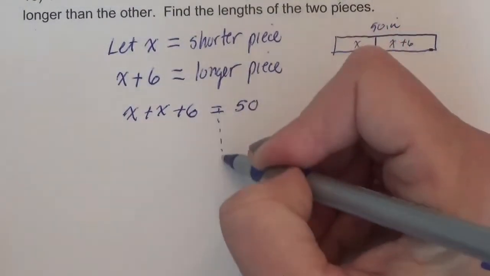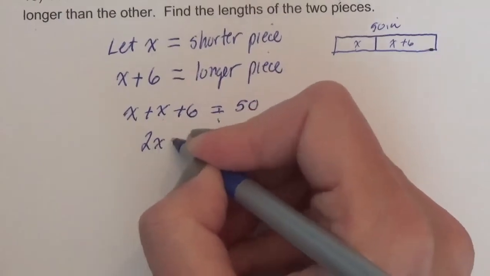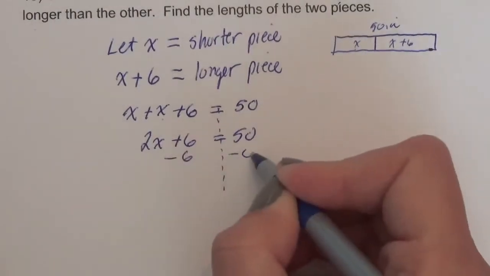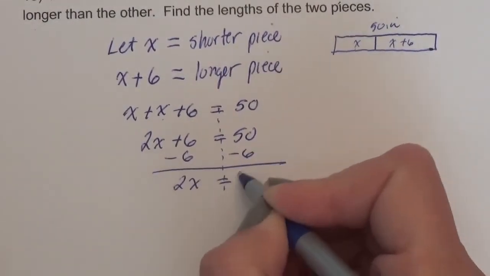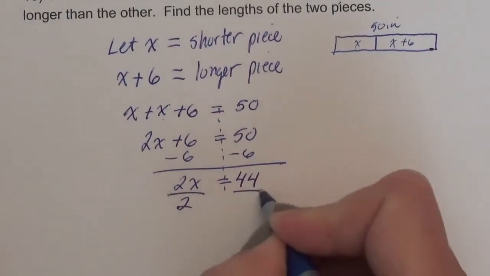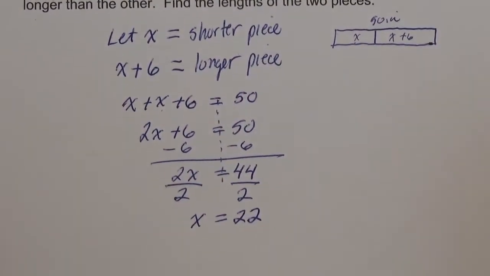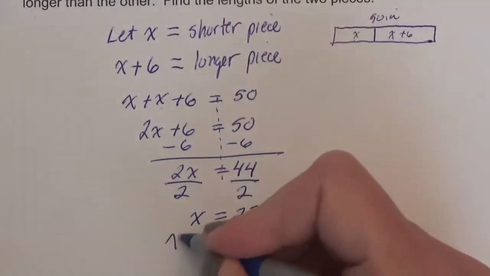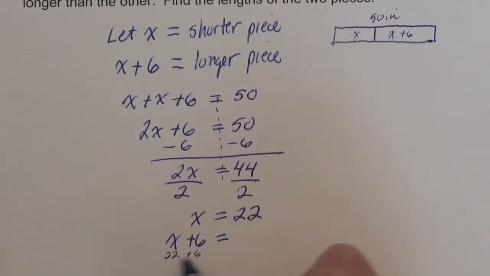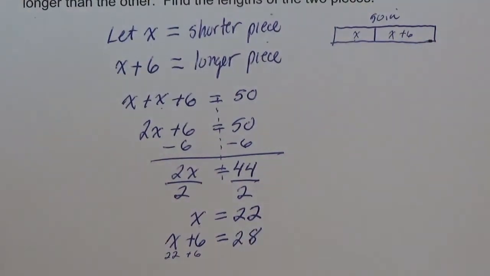All right, so let's try to solve this. I have an x plus another x, that's 2x. And then I'm going to subtract the 6. So I'm down to 44. And divide by 2. It looks like the shorter piece is 22 inches. Now remember, we have 2 lines up here. We want to find both. So if x is equal to 22, picture yourself subbing it in there. Then 22 plus 6, the other board, is going to be 28 inches long.